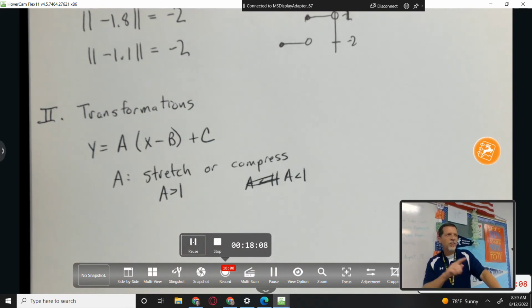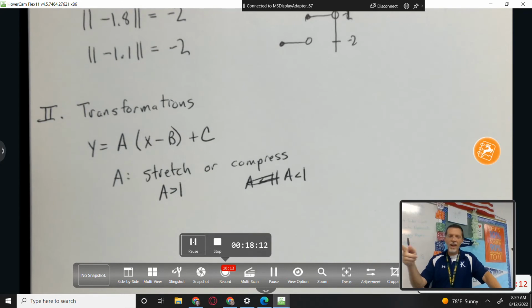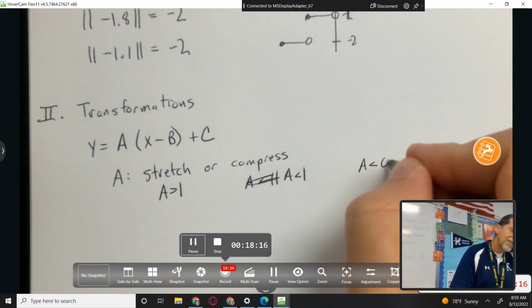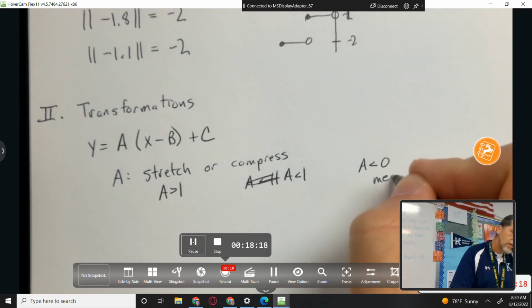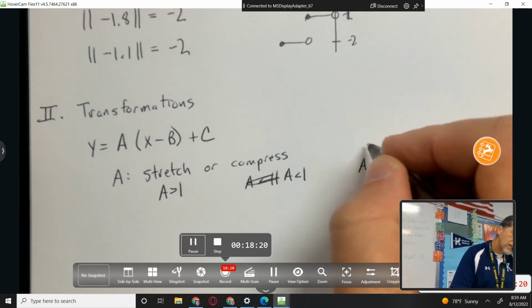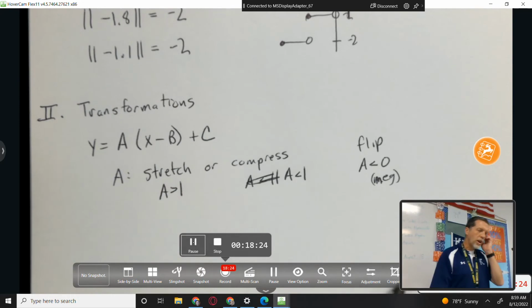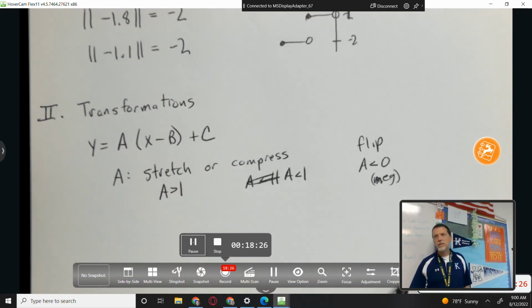But I also heard another word that A can do. Somebody said it. If A is negative, if A is less than 0, negative, then it's a flip. So it's a stretch or a compress, and it could be a flip. So it can stretch it and flip it, or it can compress it and not flip it, and it all has to do with the value of A.